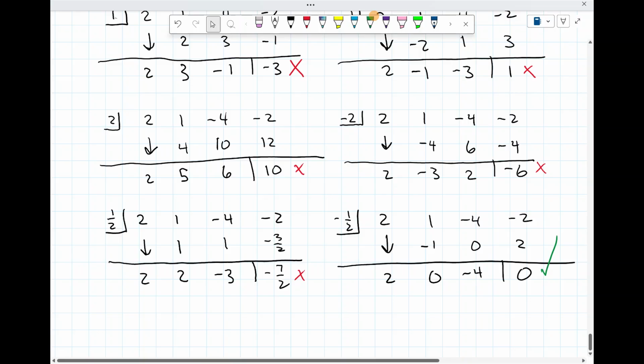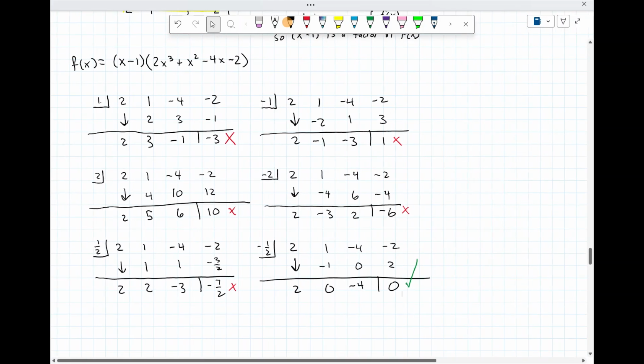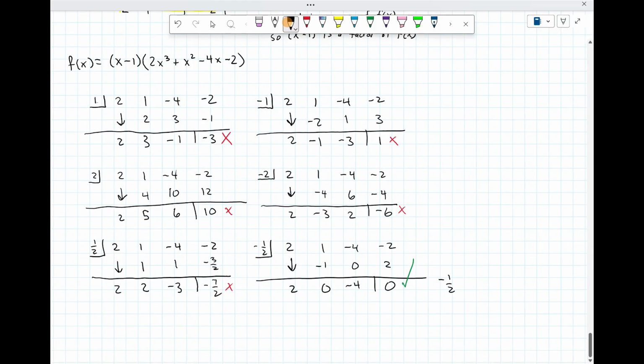Like I said, this will happen sometimes. It could have also been possible that there were no more rational roots and we would have had to try a different method. All right, so what does this tell us? So negative 1/2 is a 0, which means x plus 1/2 is a factor.